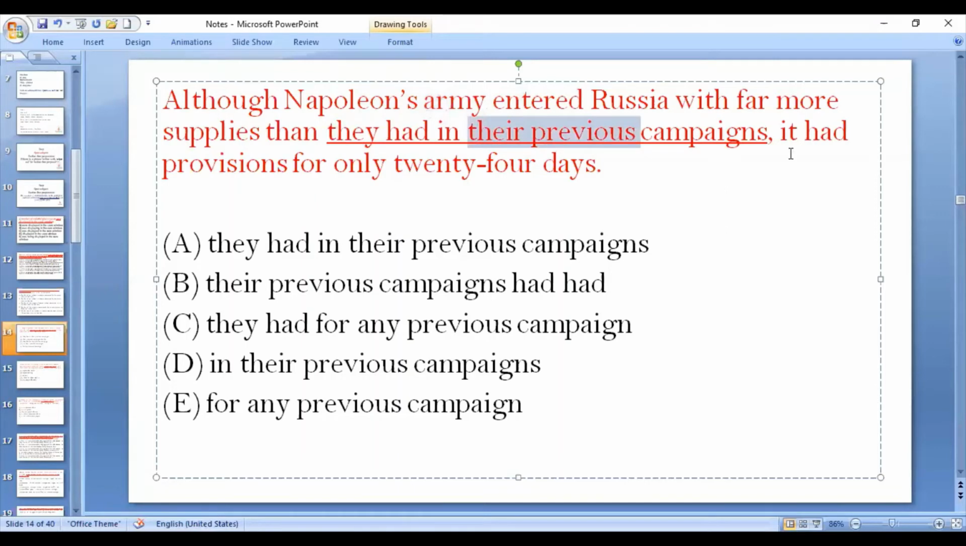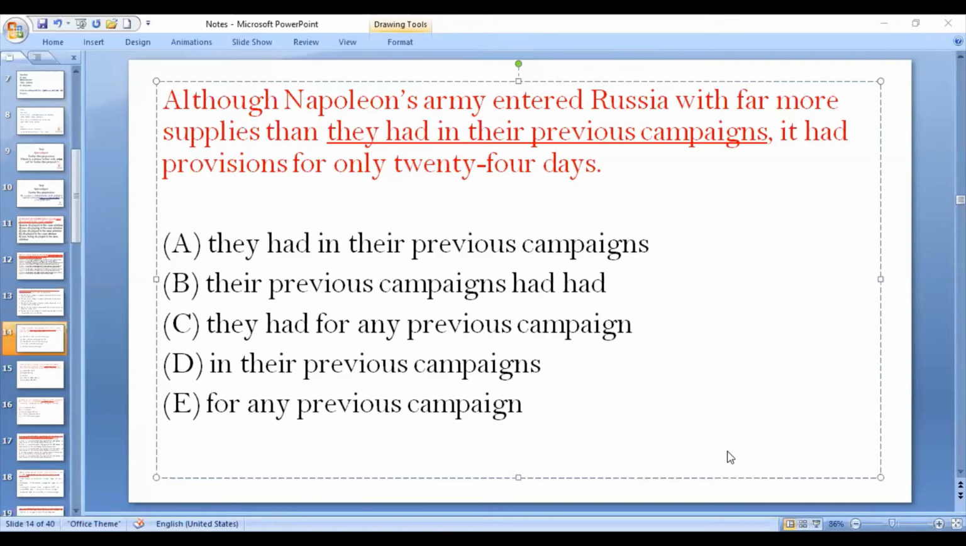In the campaign, it had provisions. Who had provisions? The army had provisions for only 24 days, right? So army, what is it? It is a collective noun. A group. So should a group be singular or plural? When you say one name for a group, should it be singular or plural? It should be singular. Yes. Mehak, Andrew, Vinay, what should it be? Singular or plural?